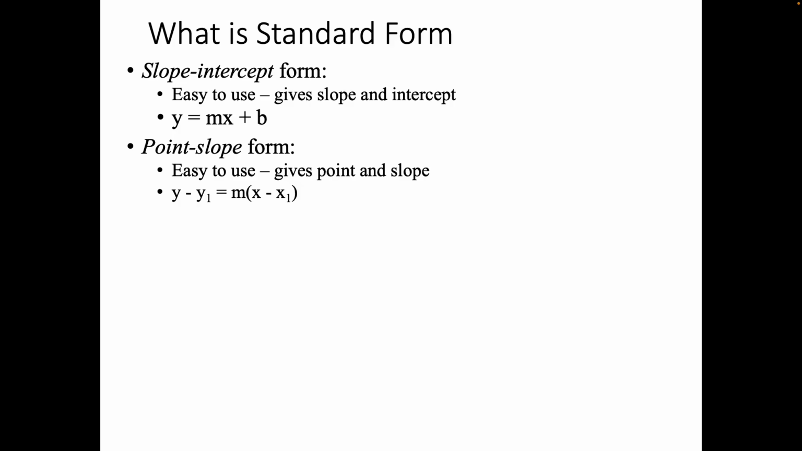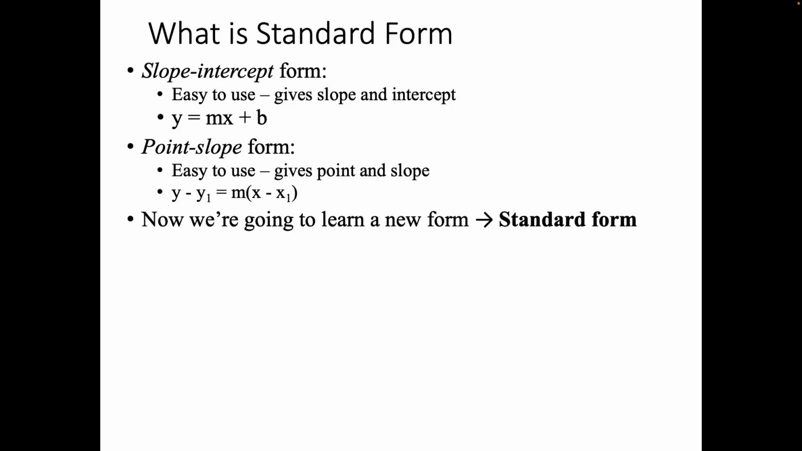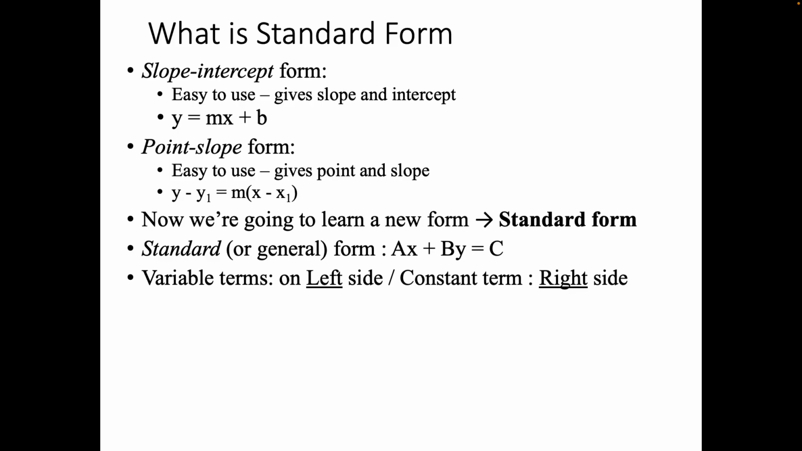Now we're going to introduce a third form, which is called the standard form. And the standard form, which is also called the general form, is always in the form of ax plus by equals c, where we have the variables, our x and y, on the left side, and our constant term, our number, is on the right side. And in this case, a, b, and c are all integers, and a and b are both not 0. One can be 0, but both of them cannot be.